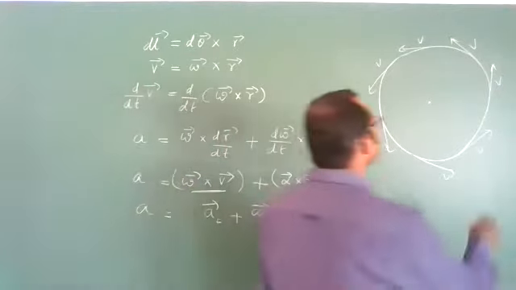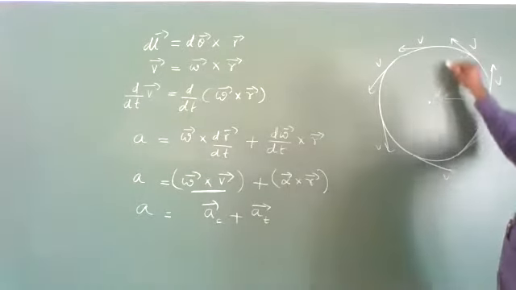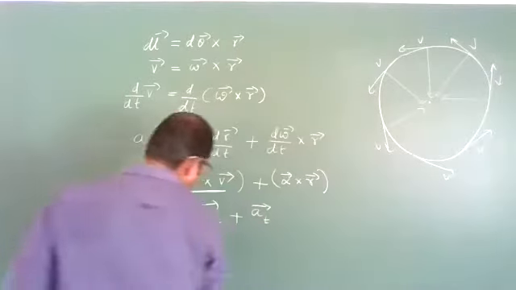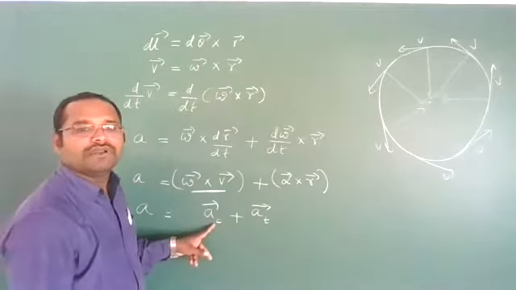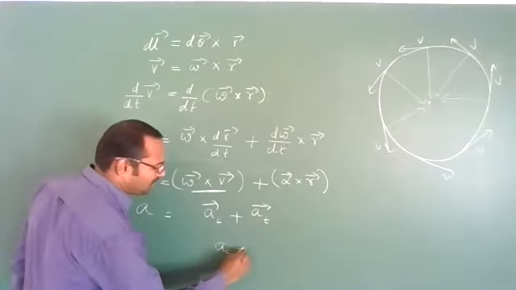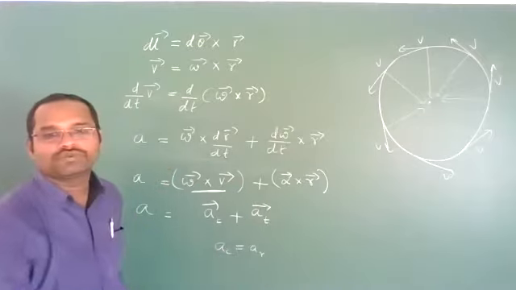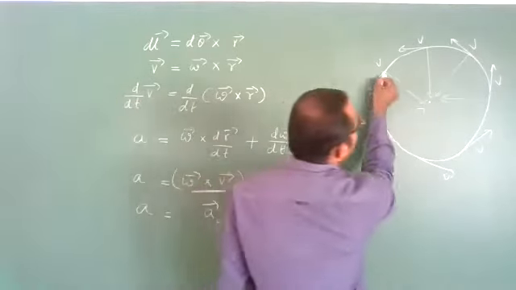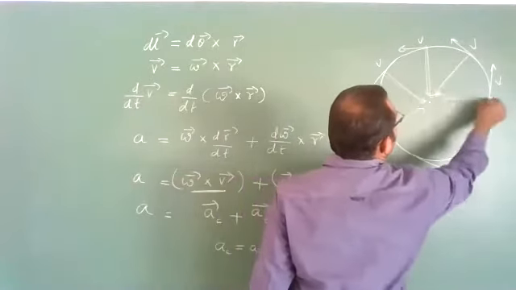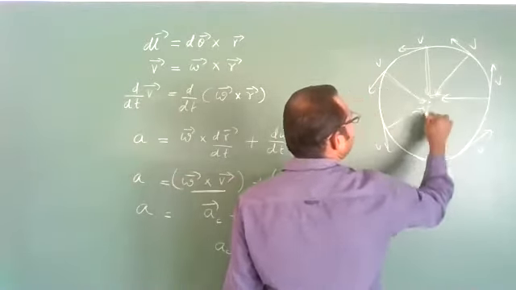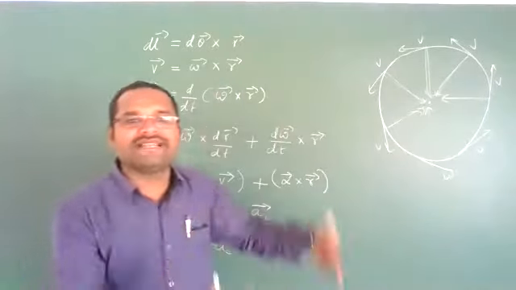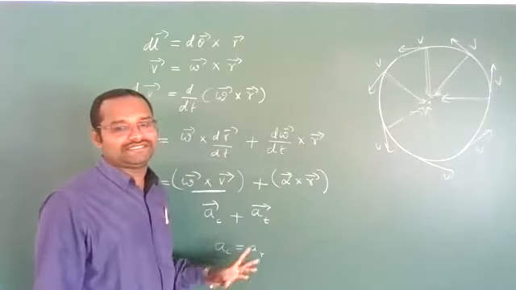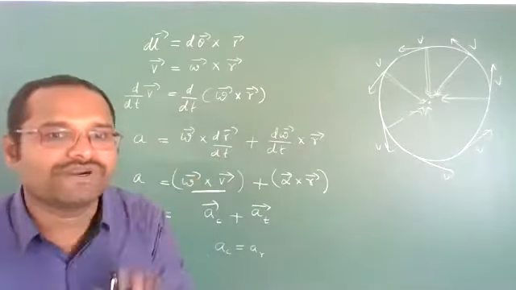And there is another type of acceleration called centripetal acceleration. We also call centripetal acceleration radial acceleration, because centripetal acceleration is always along the radius vector. Are you understanding, students, what I am saying?